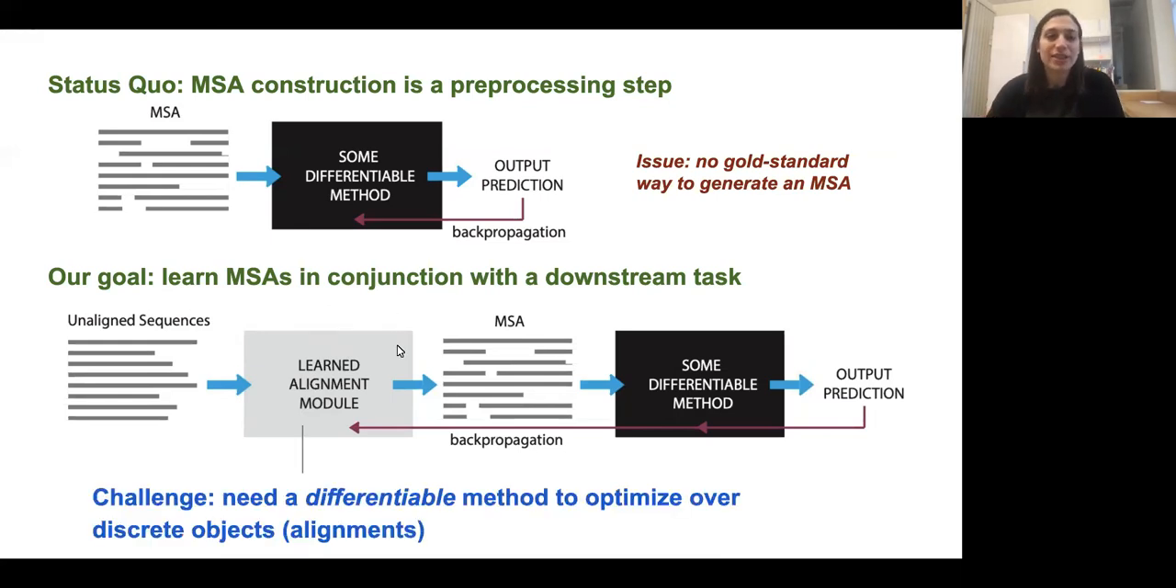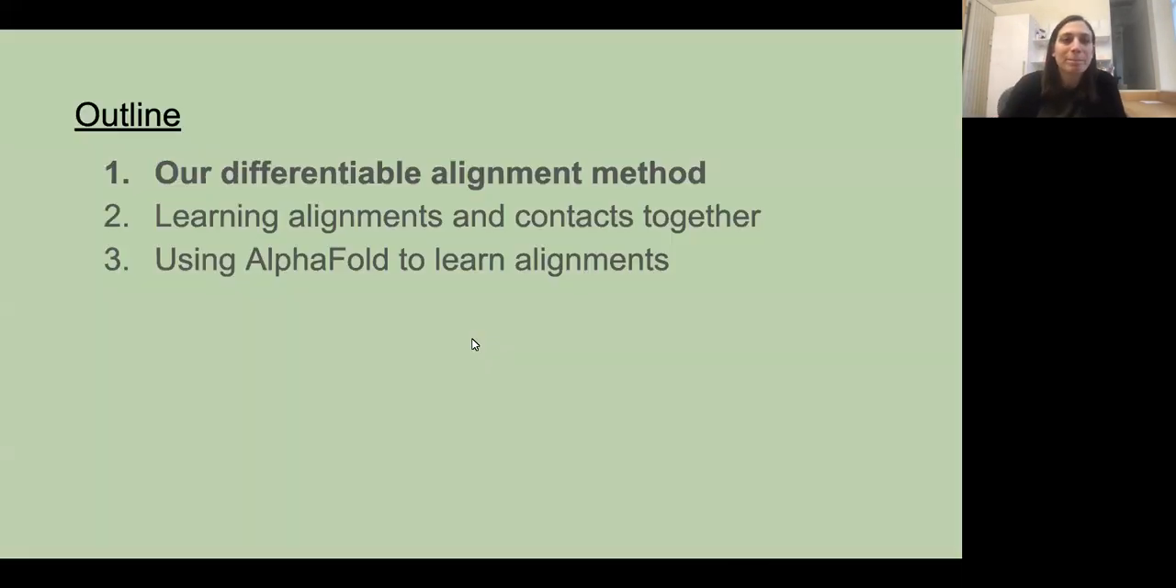The challenge with this is that we're going to need a differentiable way to optimize over what is fundamentally a discrete object, a multiple sequence alignment. Okay, for the remainder of this talk, I will first talk about what our differentiable alignment method is. Then I will provide two case studies. The first has to do with learning alignments and contacts together using a Markov random field based approach. And finally, I'll talk about a case study we did with learning alignments in the context of AlphaFold.